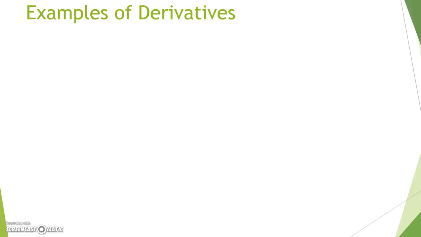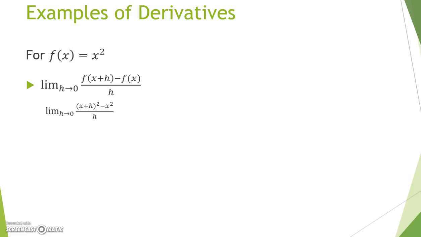Some examples of derivatives. If we were to take the function x squared and put it into the definition of a derivative, which is read as the limit as h approaches 0 of f of x plus h minus f of x over h. If we plug the variables into the equation, you would plug x plus h into the function x squared, as well as x into the function x squared, and then you would write it as the limit as h approaches 0 of x plus h squared minus x squared over h.